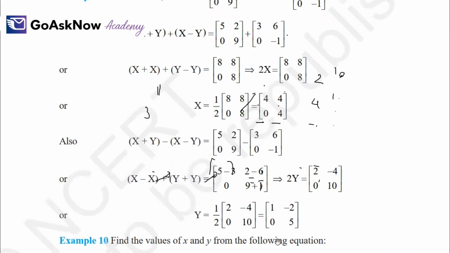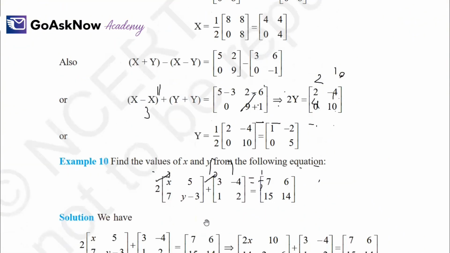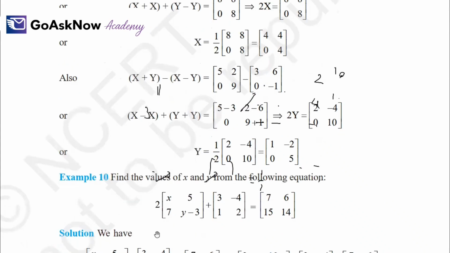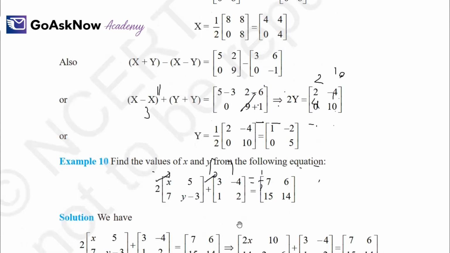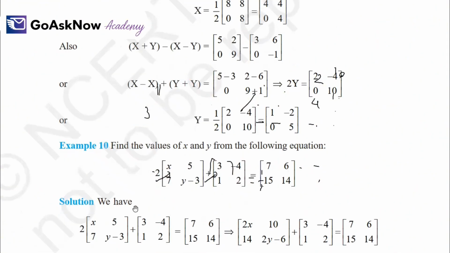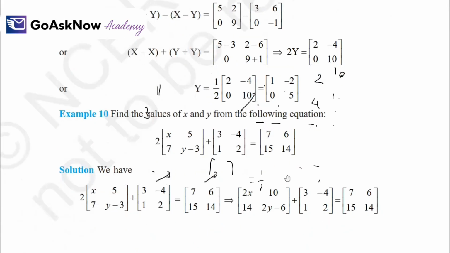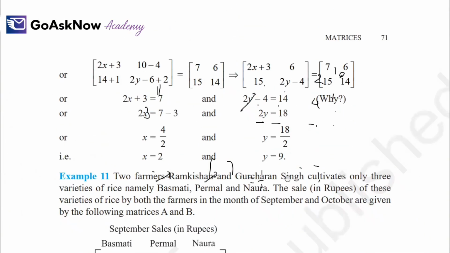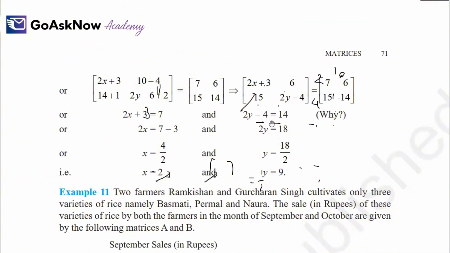Now we will move further and see what is the next thing. Find the values of x and y from the following equation. So here also we have addition of two matrices which is equal to another matrix. So just compare both the terms of the left hand side and right hand side, and you can find out the values of x and y here. Okay. So it is easy. I will leave it for you and you can do it by yourself. It is an easier example.